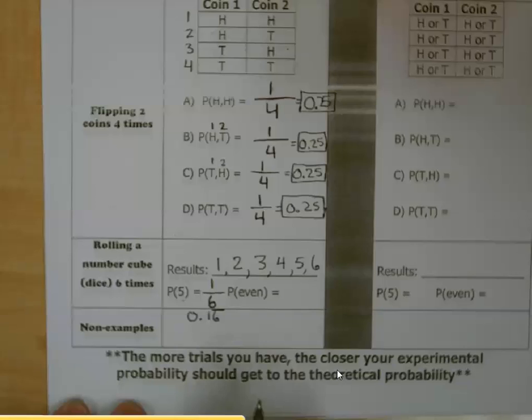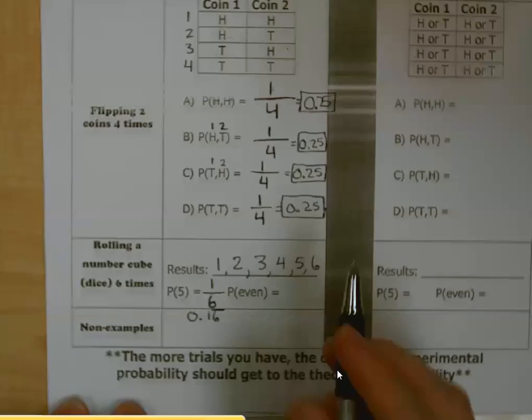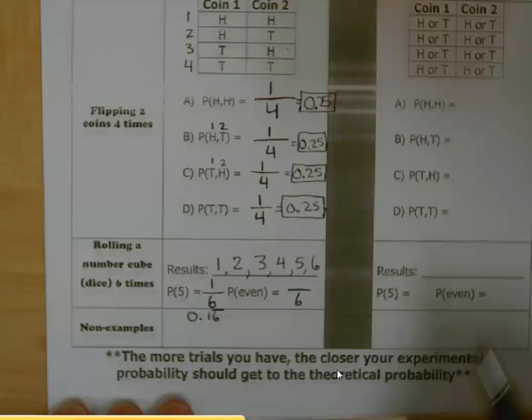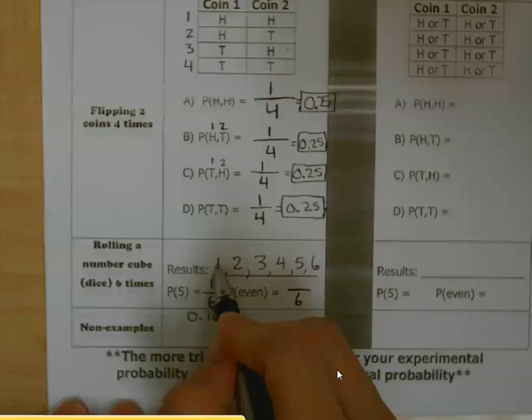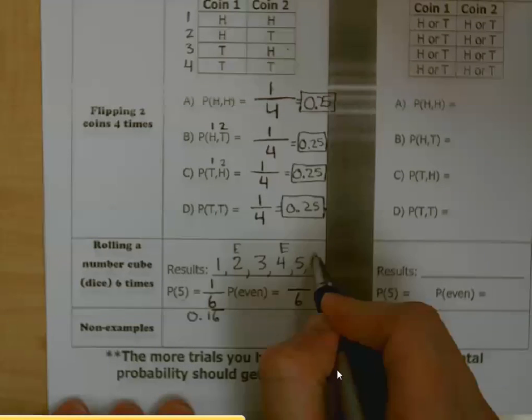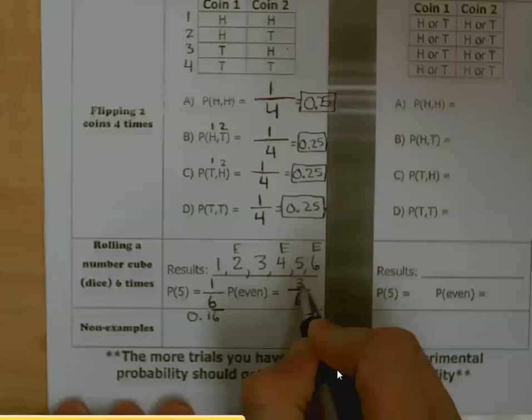The next one's a bit trickier. What's the probability of rolling an even number? Well, there are still 6 numbers that we could roll, but how many of them are even? Nope. 2 is even, though. 4 is even, and 6 is even. So it looks like there are 3 even numbers for us to roll.